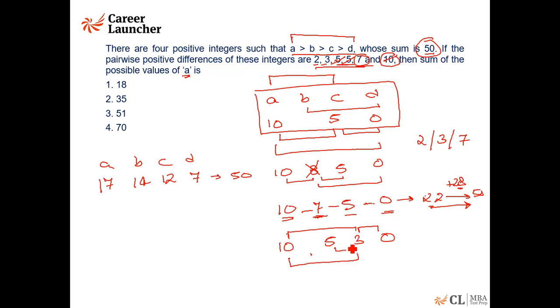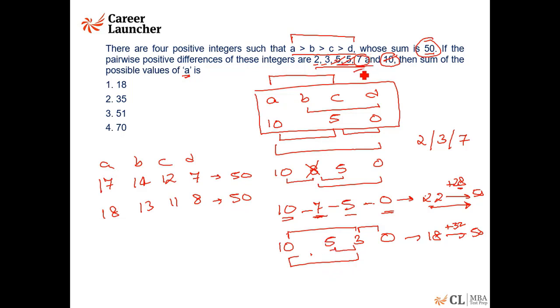Great. So what is the sum here? The sum here is 18. To make it 50, I need to add 32. That means to each of these numbers I should add 8. 32 by 4 is 8. So 18, 5 plus 8, 13, 3 plus 8, 11 and 8. I am sure you can check this is 50. Any other case possible? No.